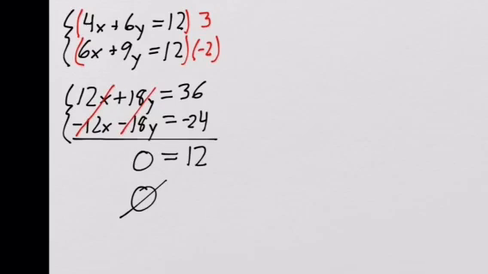Our textbook wants us to refer to that as the solution being the empty set, which is just an O with a diagonal line through it.